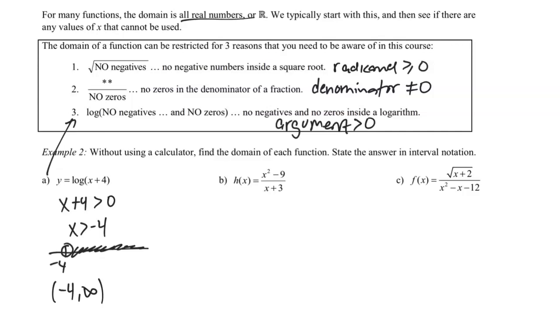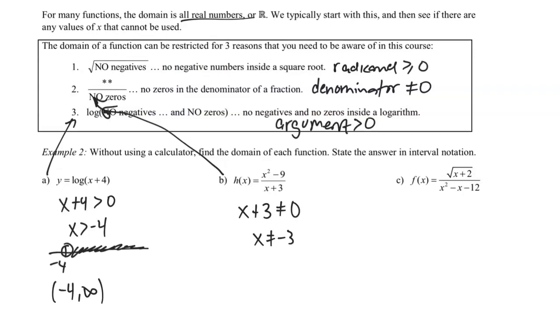Okay, letter B, which of the 3 restrictions are we going to have? Do we have a square root? No. Do we have a logarithm? No, but we do have a denominator. And for the denominator, that means that we cannot have, and that's supposed to be pointing to number 2 there, we cannot have a denominator that's equal to 0. So we've got x plus 3 is equal to 0. And so that means that x cannot equal negative 3.